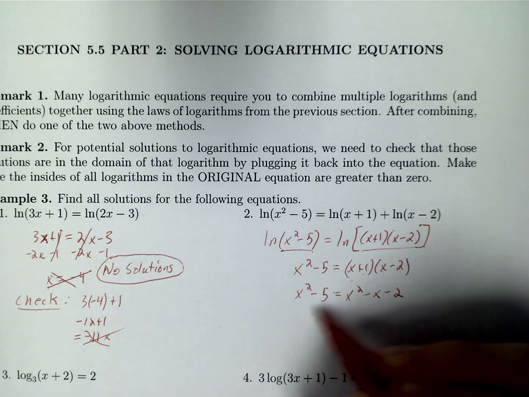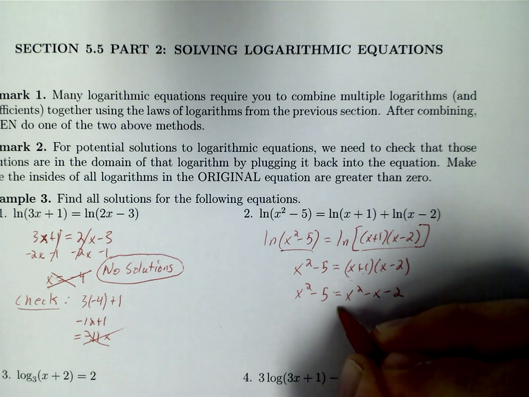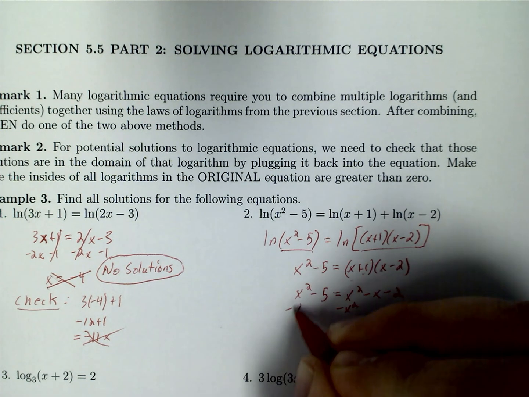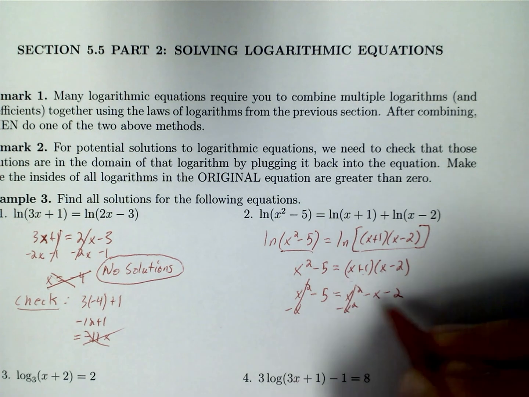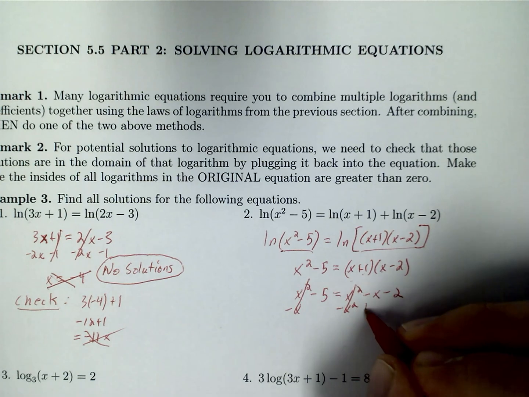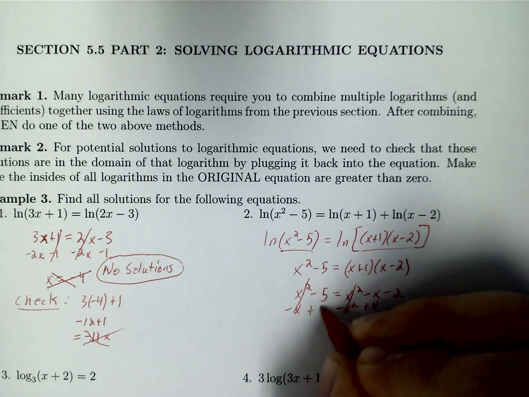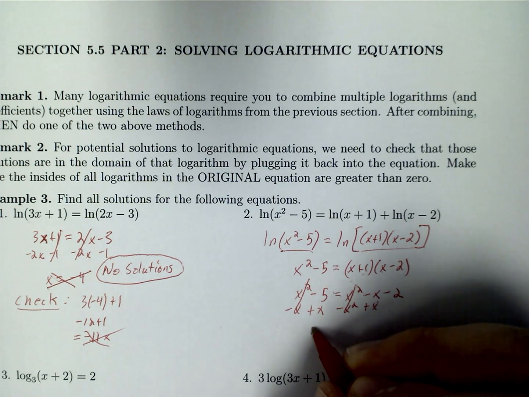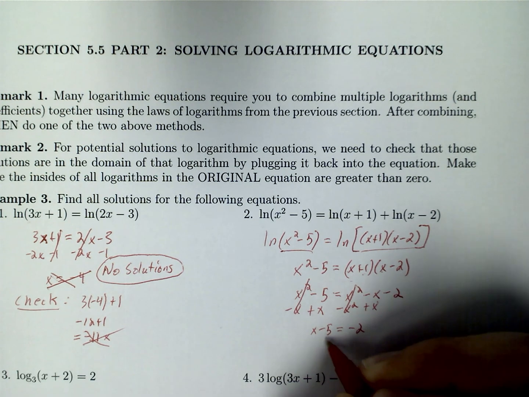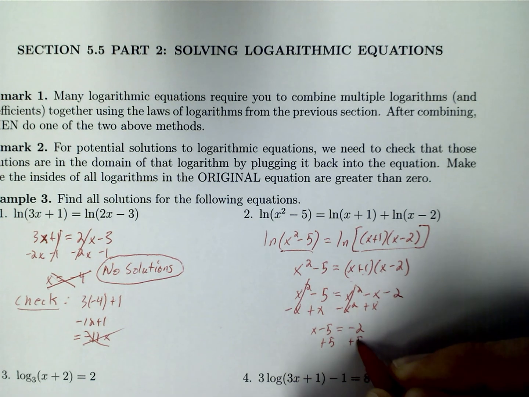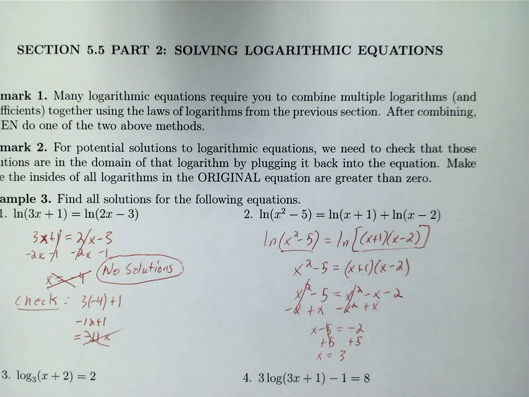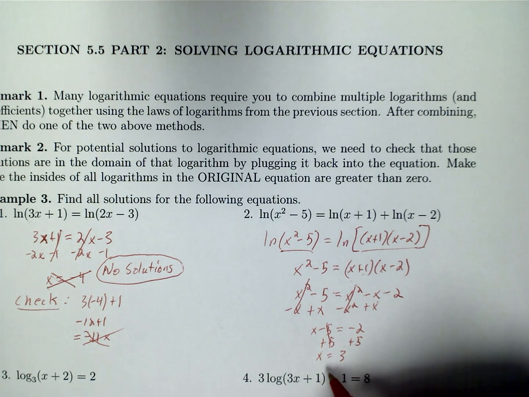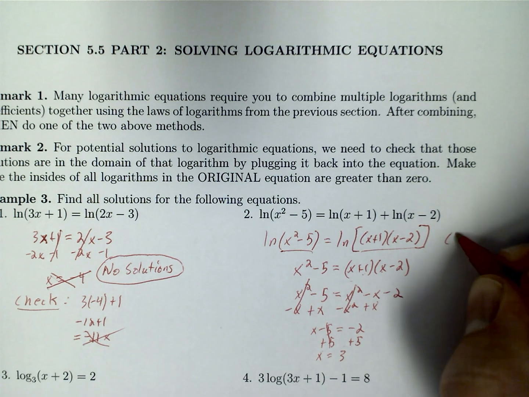We try to get everything to one side, so subtract x squared, and all of a sudden we're left with negative 5 equals negative x minus 2. So let's get the x to the other side. So x minus 5 equals negative 2, then add 5 to both sides. So x equals 3. We have a potential solution, x equals 3, but we have to check.